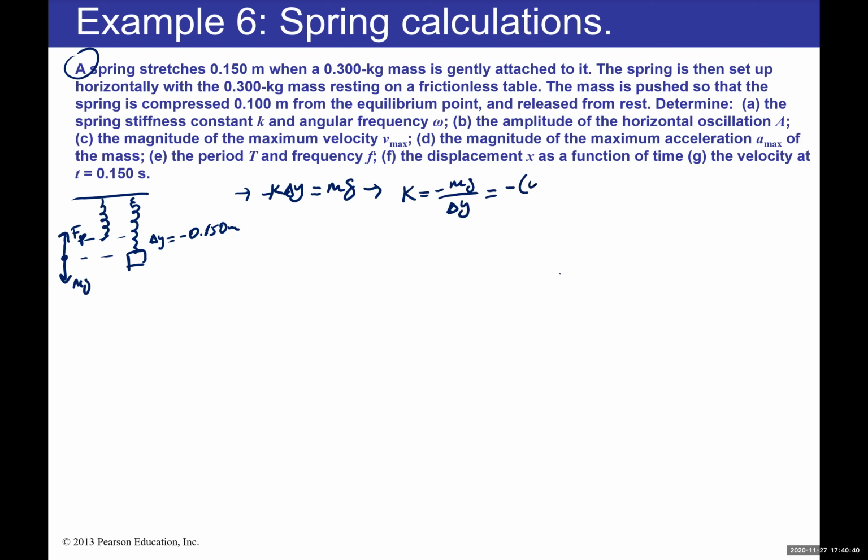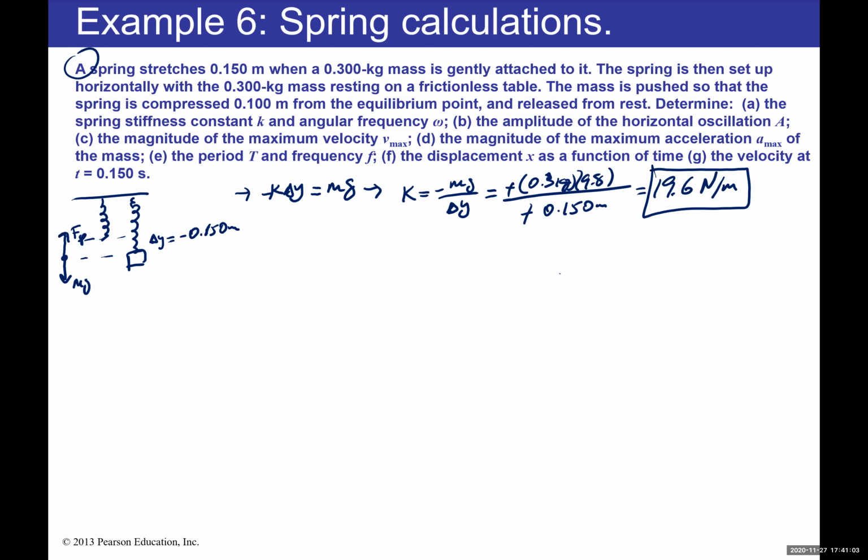So negative 0.3 kilograms times 9.8, then divided by negative 0.15 meters. Negative because delta y is negative, right? So again, the negatives are going to cancel out. I'm going to get 19.6 newtons per meter. That's where this spring constant k of the previous few examples comes from.